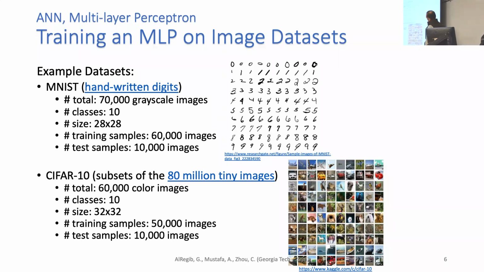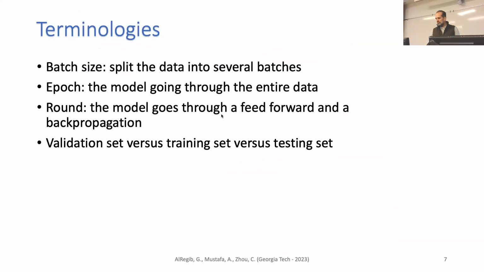And then we can go to some images, like for example CIFAR-10 or CIFAR-100. These are much more complicated in terms of content and context. Okay, so when we deal with training, and you'll see a little bit of these, there is a batch size, there is an epoch, there is a round, there is validation, training, and testing sets. So what's the batch size? And hopefully I can show you some examples today.